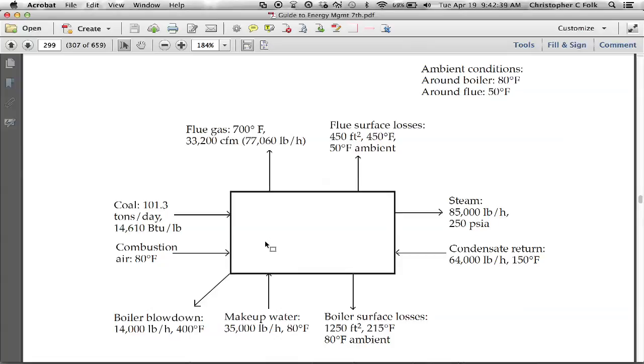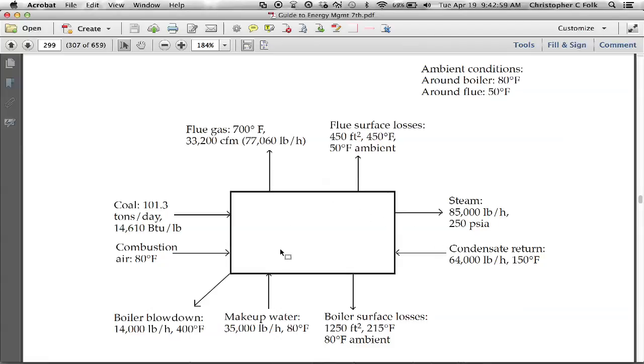So those are the inputs to it. Okay, so again, we have coal, the fuel, air, the makeup water, because we have to make up for what gets lost out there doing the work. Sometimes this will happen, and it's calculatable.